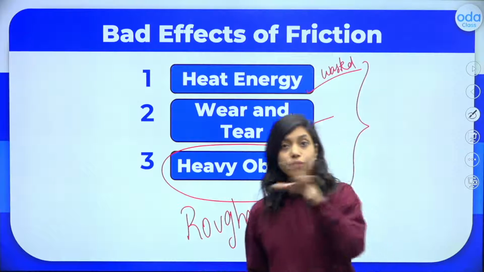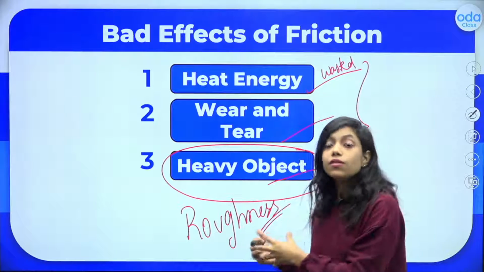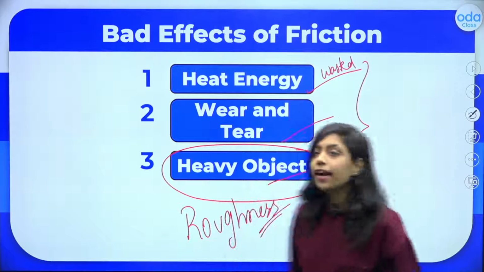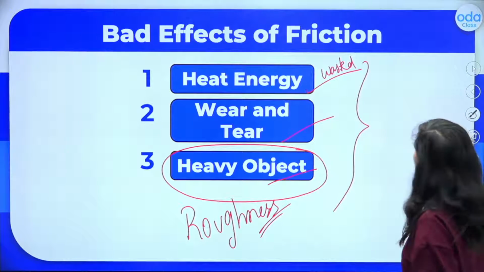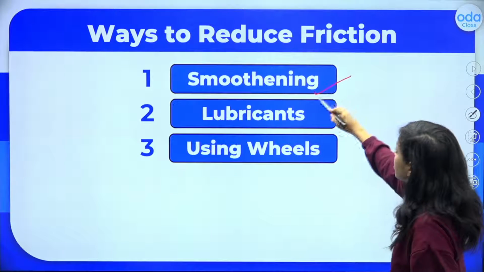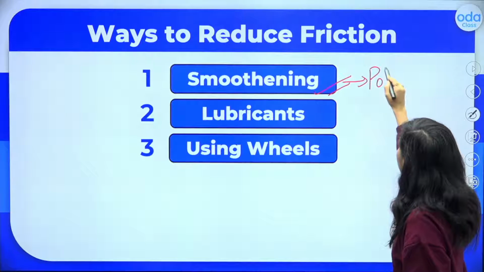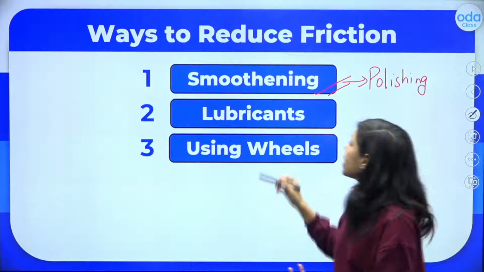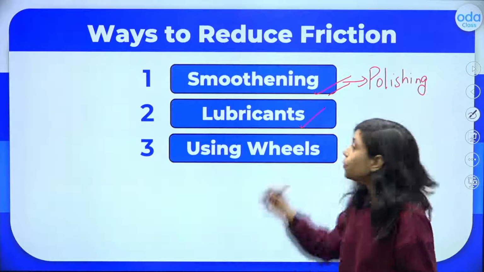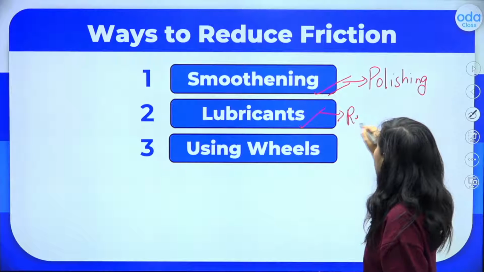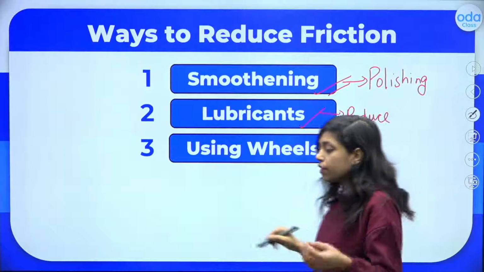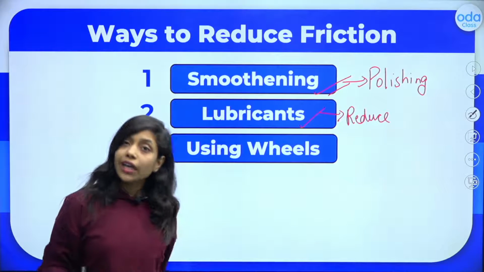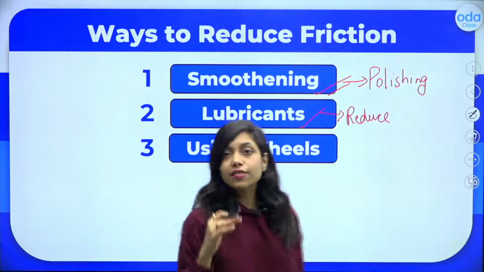So if we reduce the roughness of the surface, if we make the surface smooth, then we can reduce the bad effect. So how to reduce the friction? By smoothing the surface. How can you smooth it? By polishing it, right? Whenever there is a smooth surface, less friction will be there. Also by using lubricants. And what are lubricants? Substances which reduce the friction. For example, we put powder on a carom board to make it very smooth, and we use oil and grease. All these things are lubricants which reduce the friction.